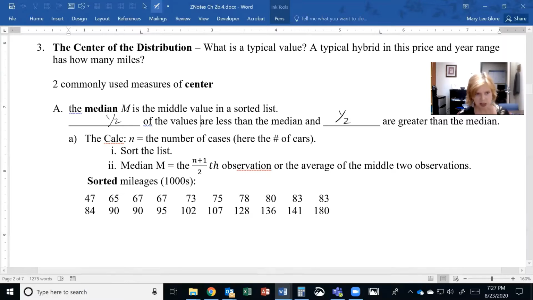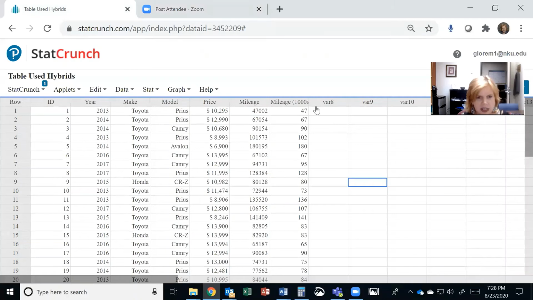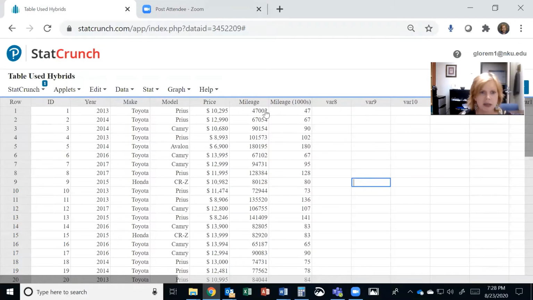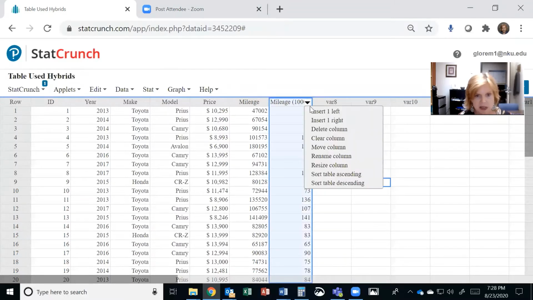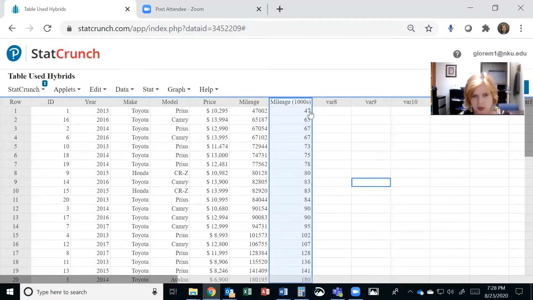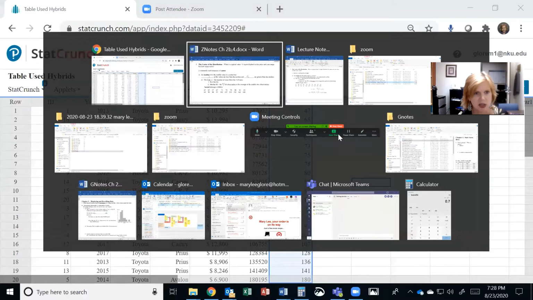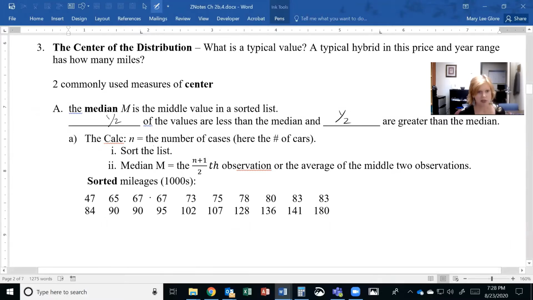So how do I go about doing that? The first thing I would do is sort the list from smallest to largest. If you look here, these are the list of mileages. Just to simplify the calculation, I rounded these to the nearest 1,000 miles. StatCrunch will sort these for me. If I come over here, it says I can sort the table ascending, and it will sort. So you can see there's 47, 65. It sorts the list for me, and I've got these 20 values, and that is what I have right here. So I got 47, 65, 60, etc.